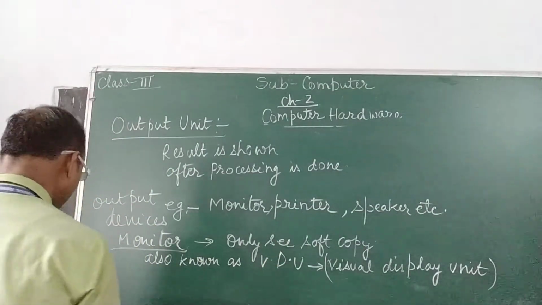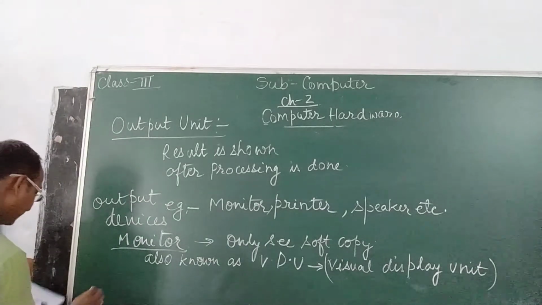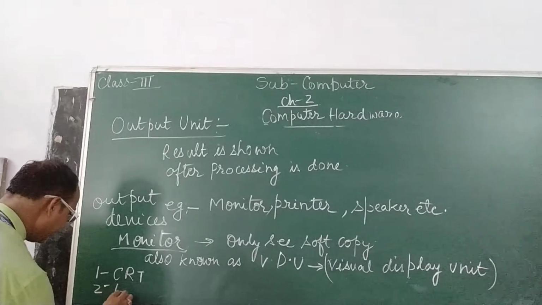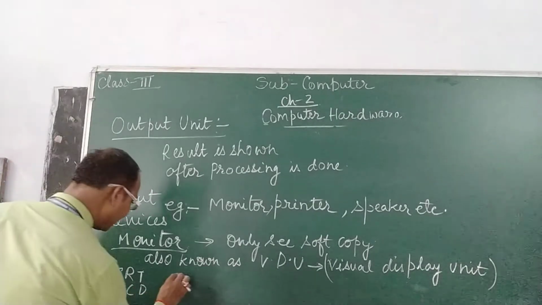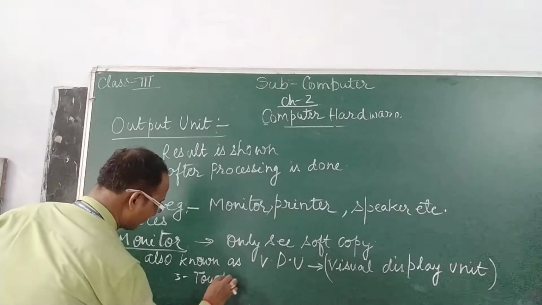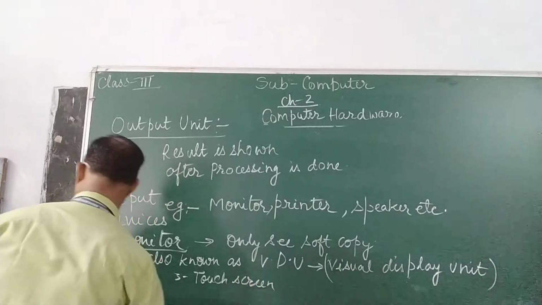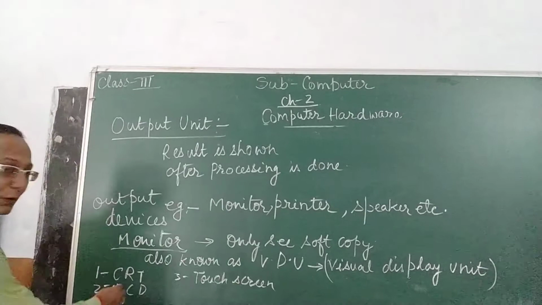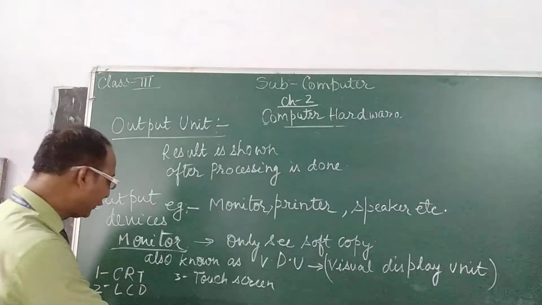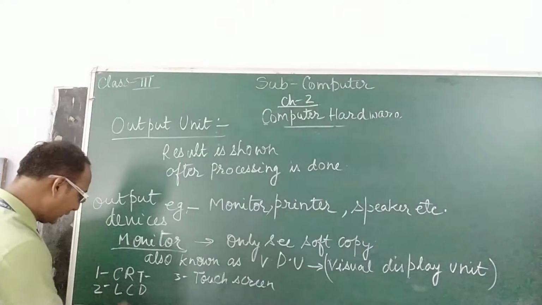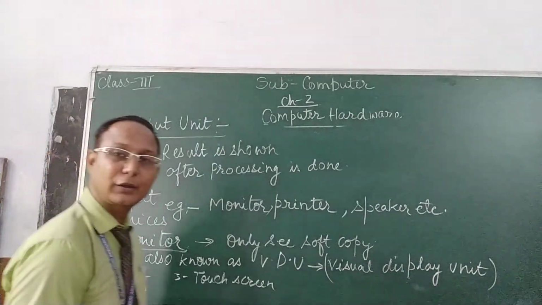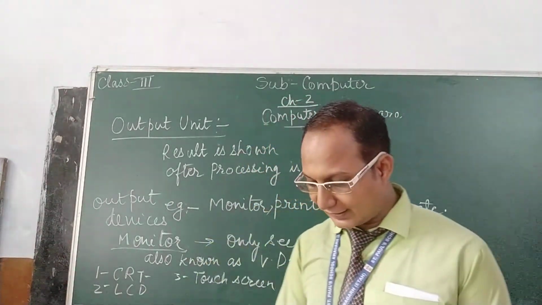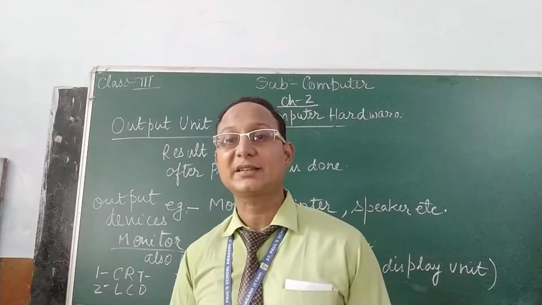So what are the different types? This is one, CRT, second is LCD, and third one is touch screen. Full form of CRT is cathode ray tube. LCD is liquid crystal display. So these are the categories of the monitor. Last one is the touch screen monitor.